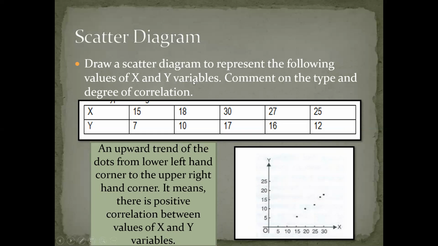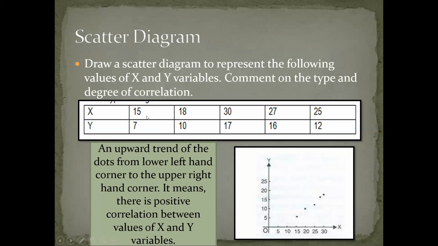Now draw a scatter diagram to represent the following values of X and Y variables and comment on the type and degree of correlation. Now when we plot this, x variables on the x-axis and y variables on the y-axis. On x-axis, 1 centimeter is equal to 5 units. Similarly, on y-axis also 1 centimeter is equal to 5 units.